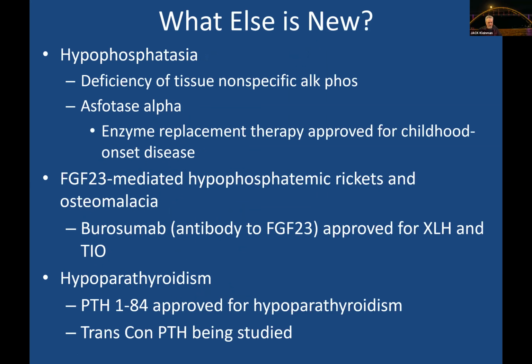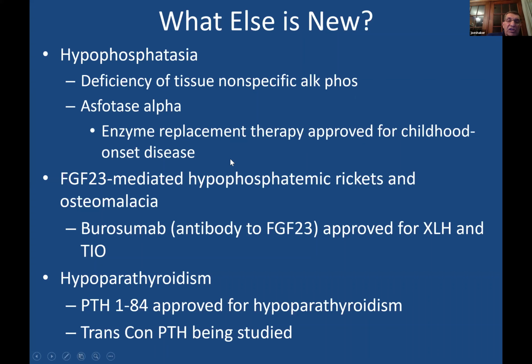I want to do one more slide to quickly mention what else is new. Hypophosphatasia, which is deficiency of tissue nonspecific alkaline phosphatase, is a disease with the broadest range of severity of any inherited bone disease, from essentially asymptomatic adults with low alk phos to life-threatening infantile forms. And we now have enzyme replacement therapy that's approved for childhood onset disease.